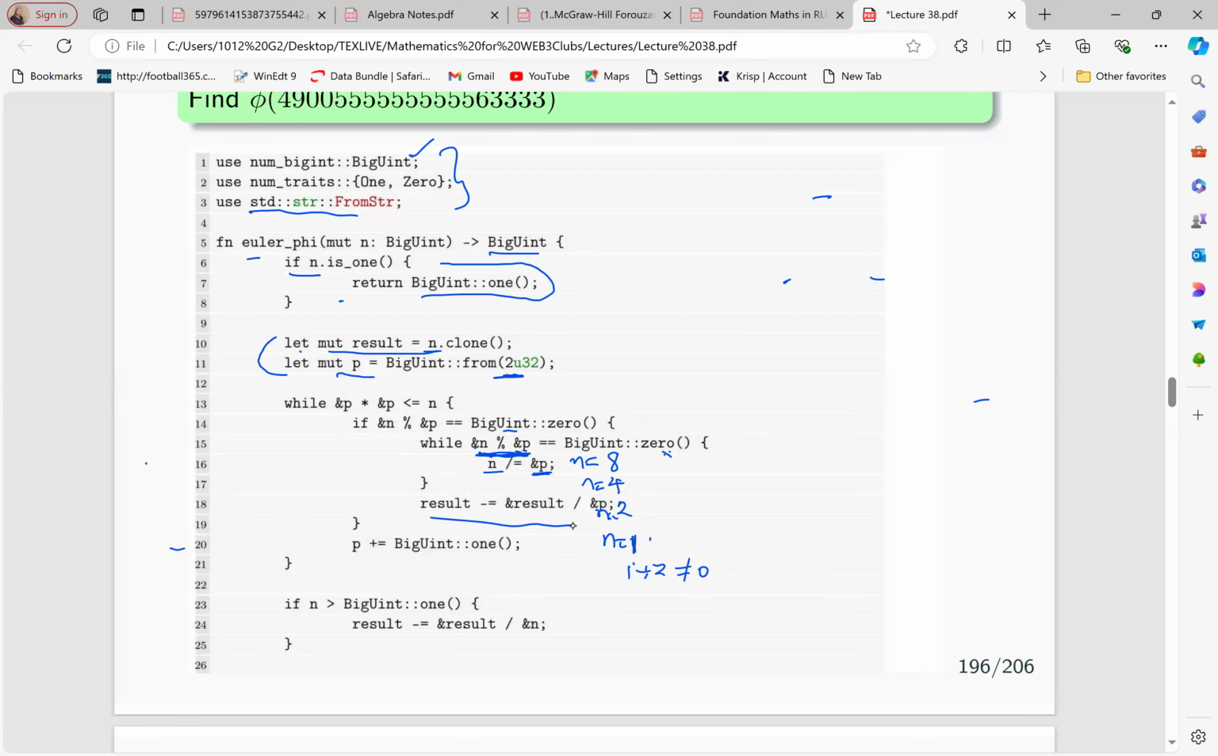When you exit, you come and update the result. When you exit this inside loop, you now update the result. How do you update the result? The initial result was n. Our initial result was n.